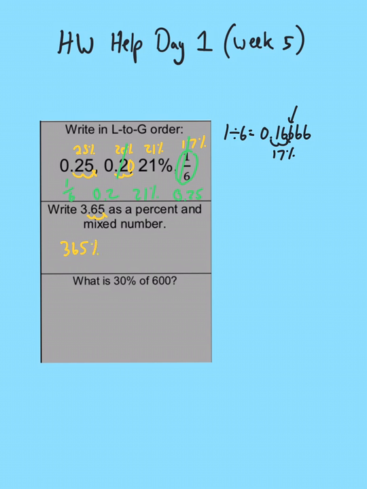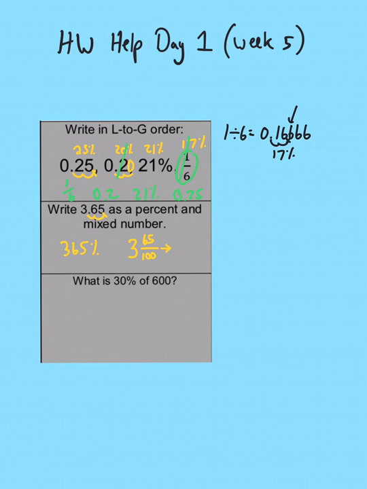To change it to a fraction or mixed number in simplest form, I'm going to follow the steps: say it, write it, reduce it. So when I say it, it's 3 and 65 hundredths. When I write it, 3 and 65 hundredths. But then I have to reduce it.